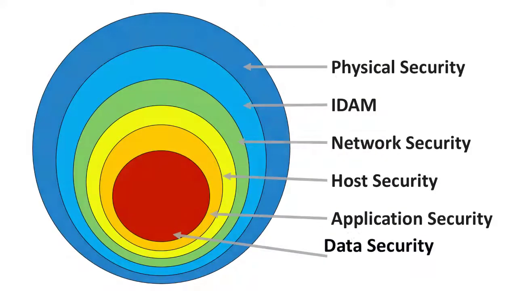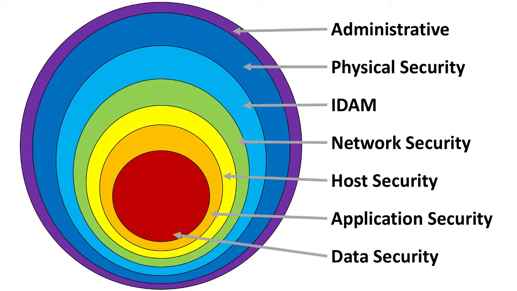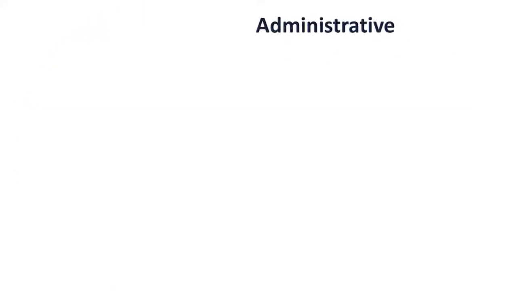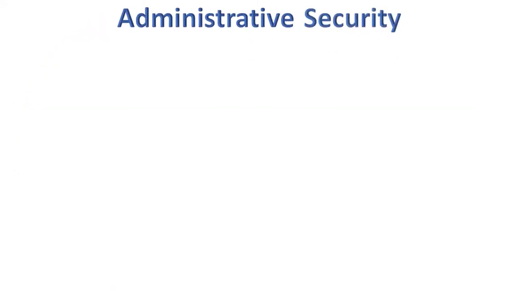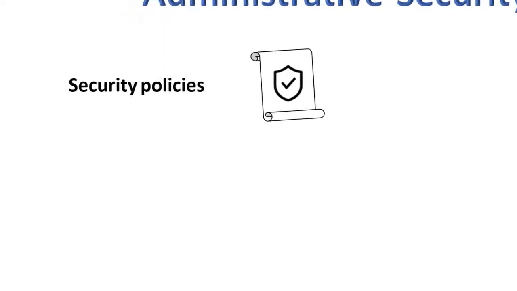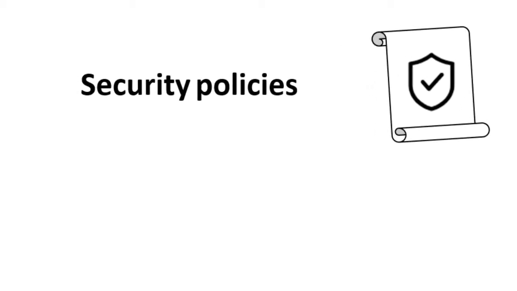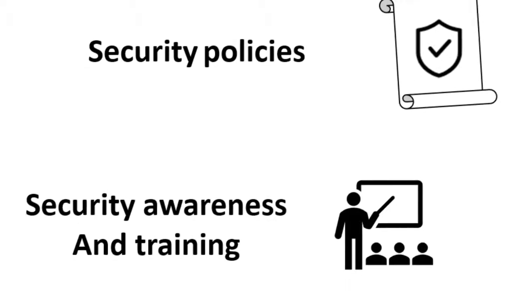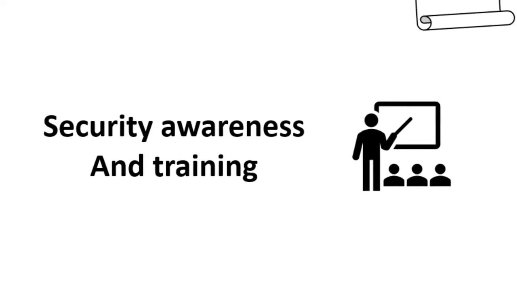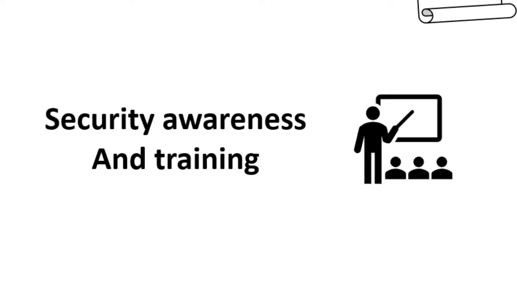Apart from these six layers, the outermost layer is administrative security. Administrative security controls are typically implemented by management and include security policies, which outline an organization's security objectives, standards, and procedures. Security policies provide guidance on how to protect information assets. Security awareness and training. This involves educating employees and other stakeholders on security best practices and policies.